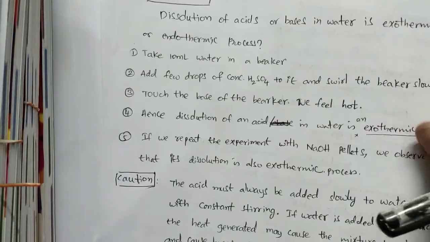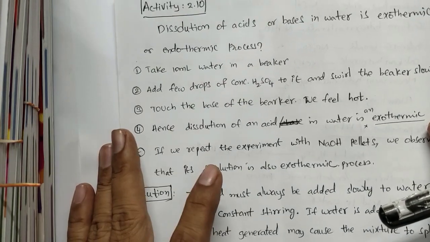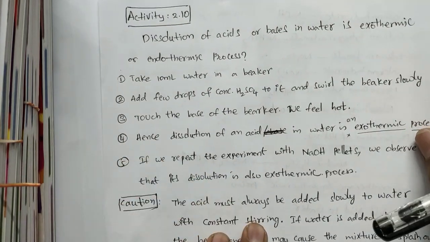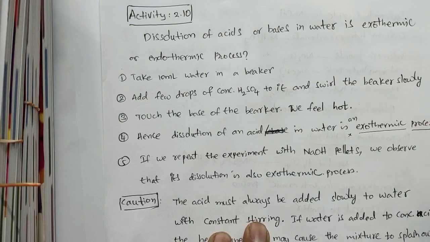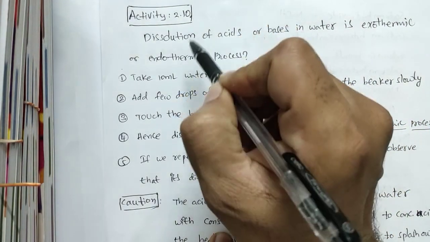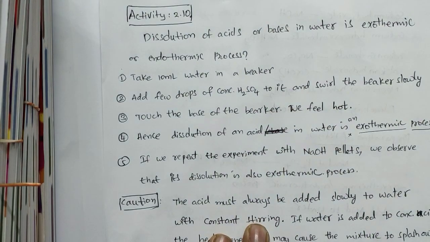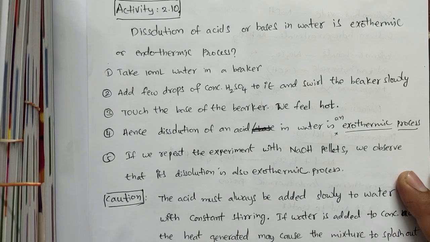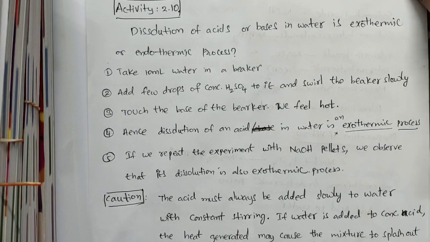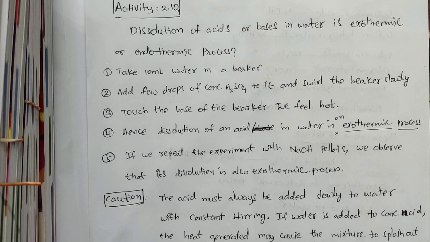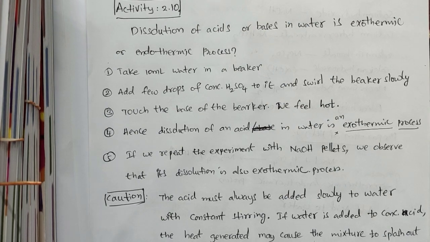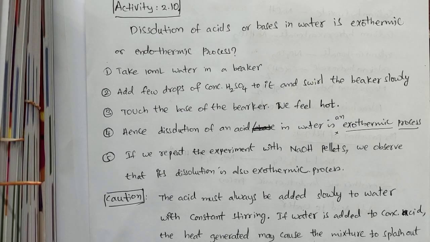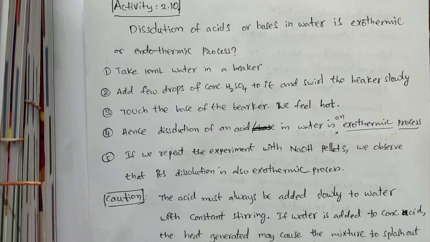Next, coming to another activity. This is also related to dissolution of acids and bases in water. This is activity number 2.10 from our NCERT textbook. What is the aim of this experiment? To find out whether dissolution of acids or bases in water is exothermic or endothermic, using a simple experiment. That is, whether the dissolution of acid or base is associated with liberation of heat or not, right?